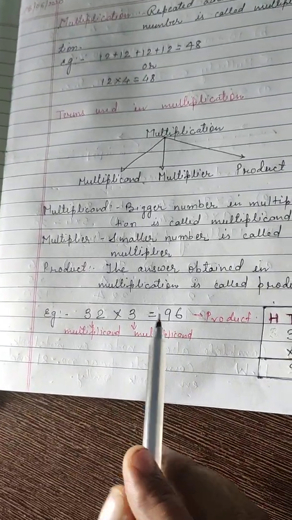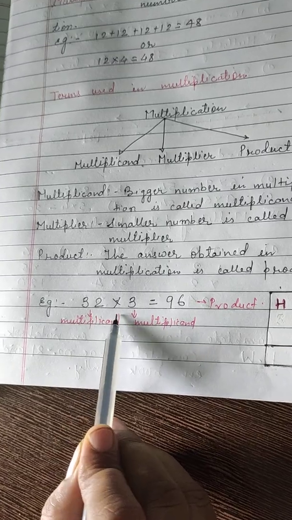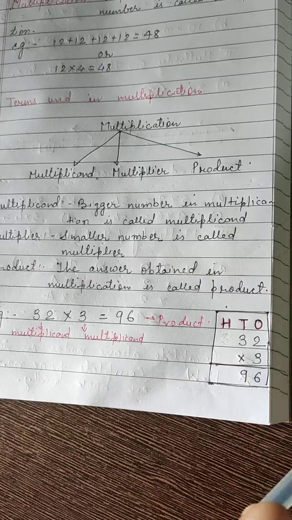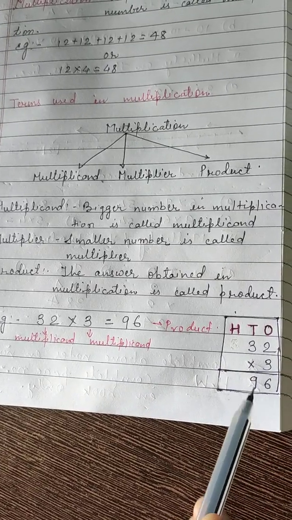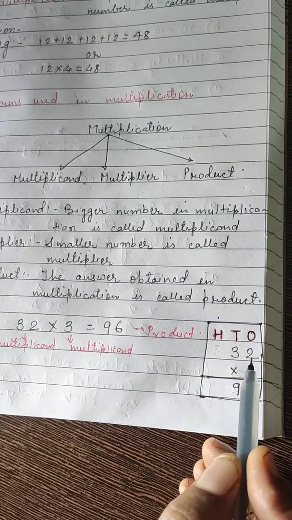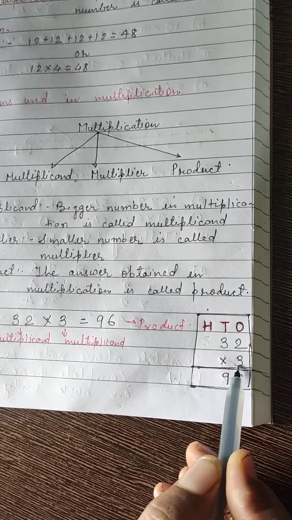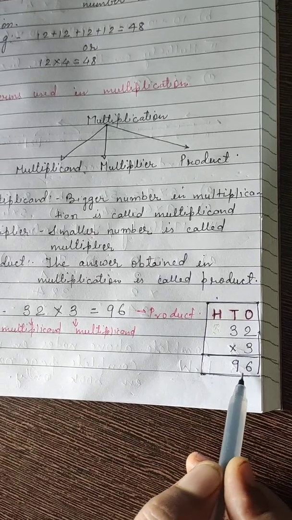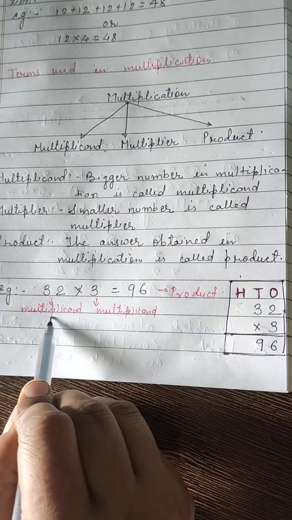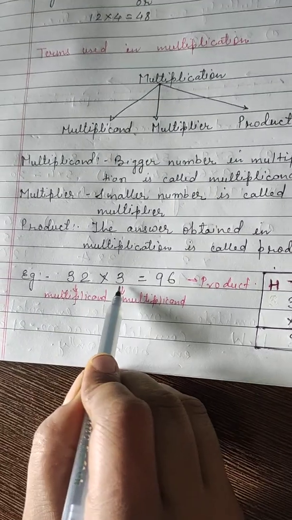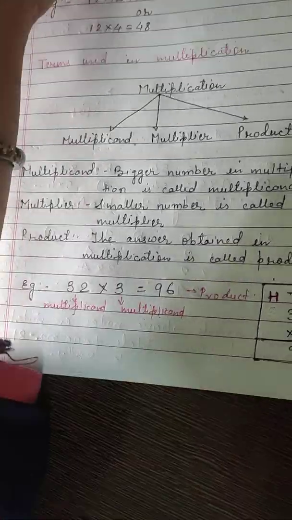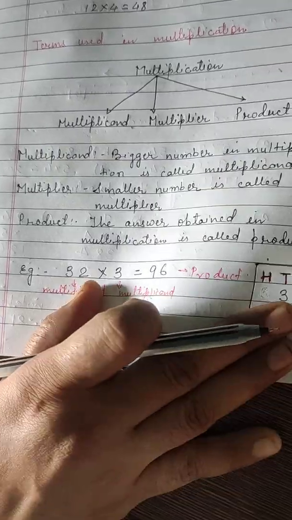Here is one example I am showing you. 32 multiplied by 3 is equal to 96. I have done the multiplication here for you. This is called vertical multiplication. In the table of 3, 3 twos are 6 and 3 threes are 9. The answer is 96. 32 is the bigger number, so we call it the multiplicand. 3 is the multiplier, and the answer obtained is called the product.